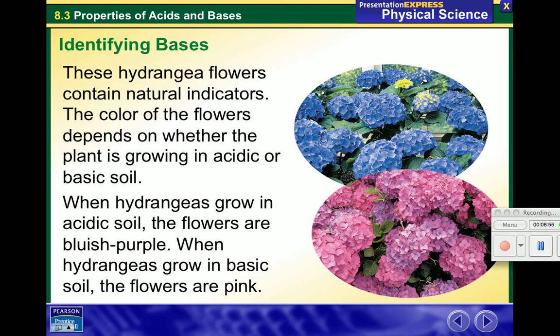So if you ever wanted to amaze little kids, you could take a hydrangea plant and say, I'm going to do some magic, and you add some vinegar to a pink hydrangea and say, over the next few days this plant is going to go from pink to blue. And because now it's in a very acidic soil, because vinegar is acetic acid, it will go from pink to blue.